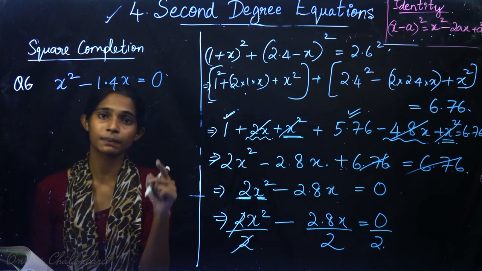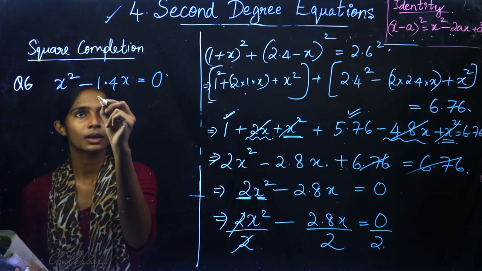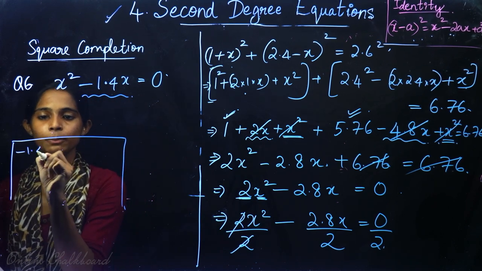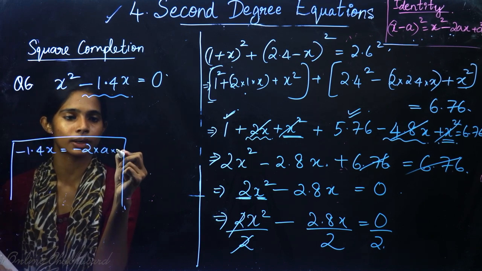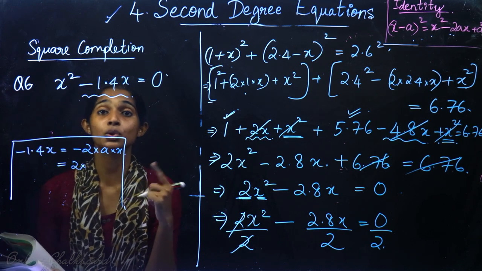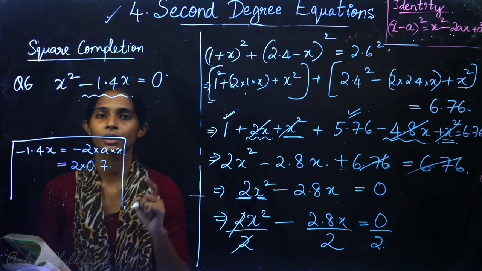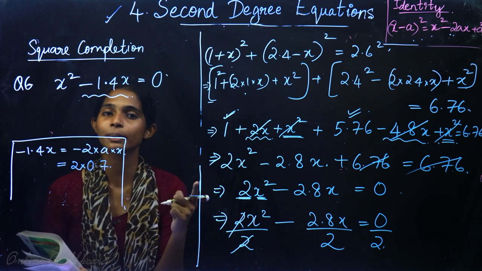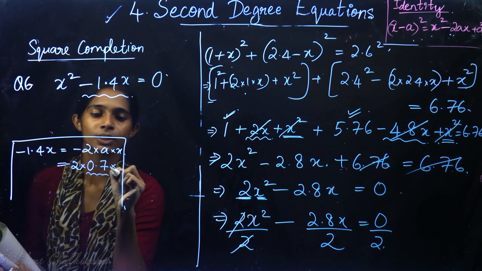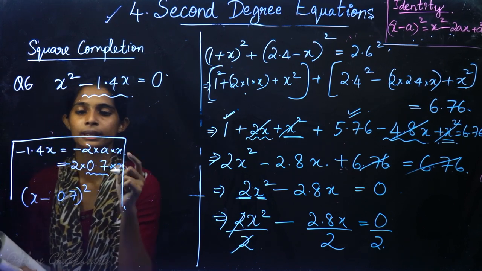Now, what do we do here? We are using the completing the square method. Minus 1.4x. We know x minus a the whole square is an identity. Now, 1.4 is a decimal number. Minus 1.4x is minus 2ax. So, 2 into a is 1.4. 2 into 0.7, 2 sevens are 14, so 2 into 0.7 will be 1.4. So, minus 1.4x is minus 2 into 0.7 into x. So, we will get x minus 0.7 the whole square.